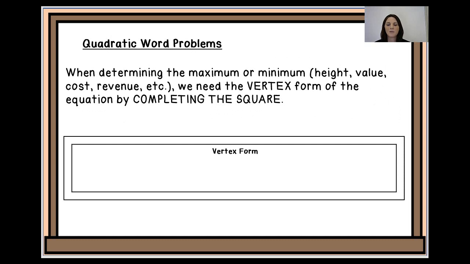When determining the maximum or minimum height, value, cost, revenue, etc., we need to find the vertex form of the equation by completing the square. So first, let's recap what is the vertex form of a quadratic equation. Hopefully you remember that it is y is equal to a times (x minus h) squared plus k, where h and k are the coordinates of the vertex.